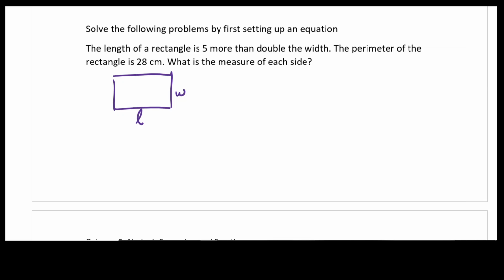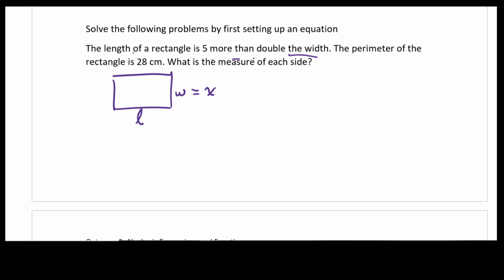So the length of a rectangle is 5 more than double the width. And how do I determine which of those two things, since I'm asked to find two things, the length and the width, should be the x? I think to myself, if I could know one number, would I rather know the length of this rectangle or the width? The way the question's phrased, I would rather know the width, because the length is described in terms of the width. If I know the width, then I can use this sentence, 5 more than double the width, and I'll get the length.